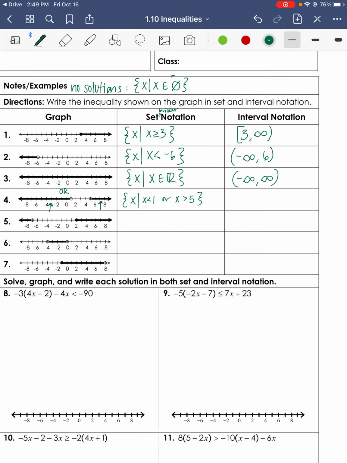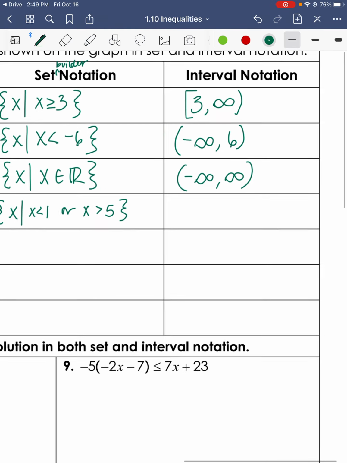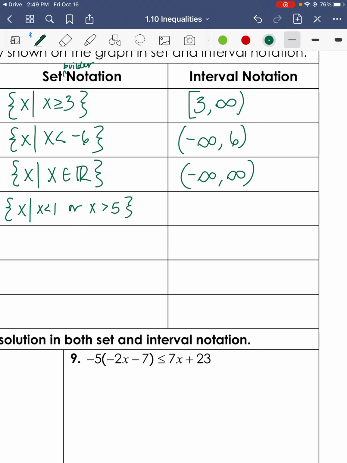Writing this in interval notation, we're going to write two different intervals and connect them with a union symbol. Let's look at this left one first. This is x is less than 1. Writing this in interval notation, our negative bound is going to be negative infinity, so we'll give that a parenthesis. Our upper bound is going to be 1, also a parenthesis because it's not included. We'll write this union symbol.